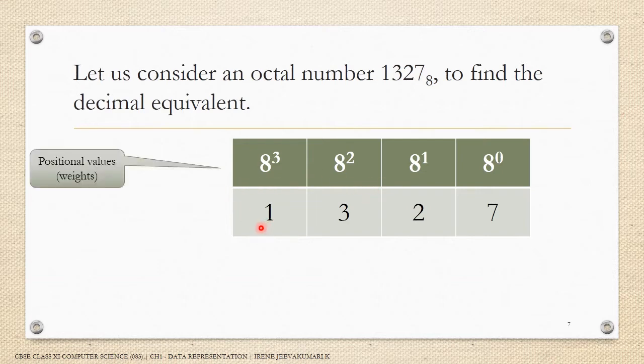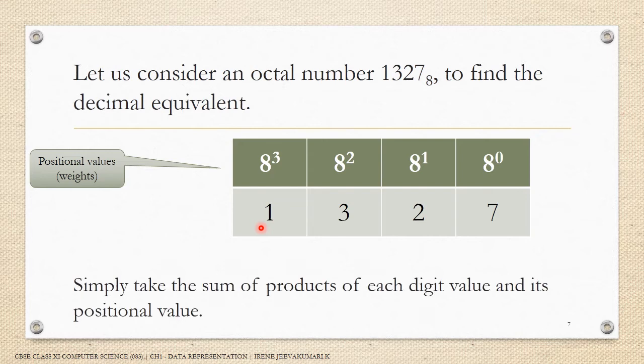Now to find the decimal equivalent of a number, simply take the sum of products of its digit value and its positional value. I repeat, to find the decimal equivalent of 1327, simply take the sum of products of its digit value and its positional value.